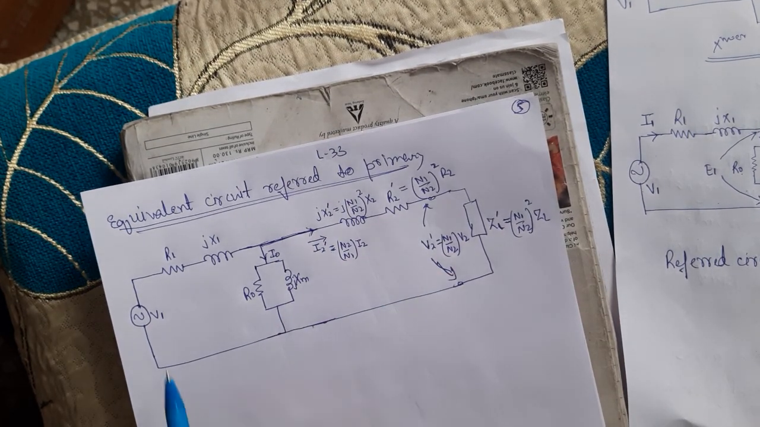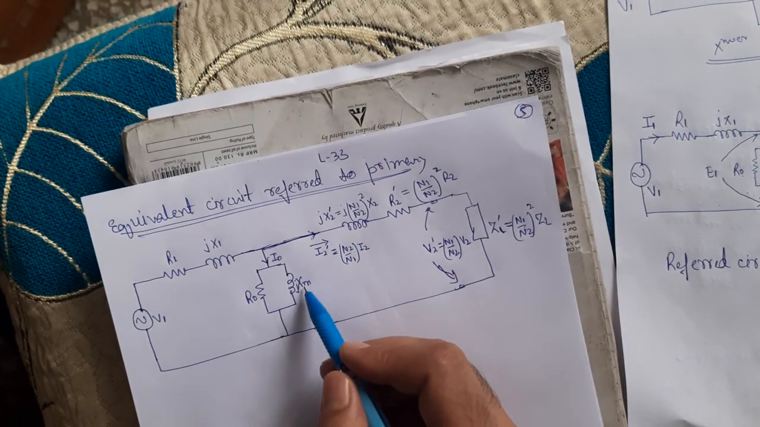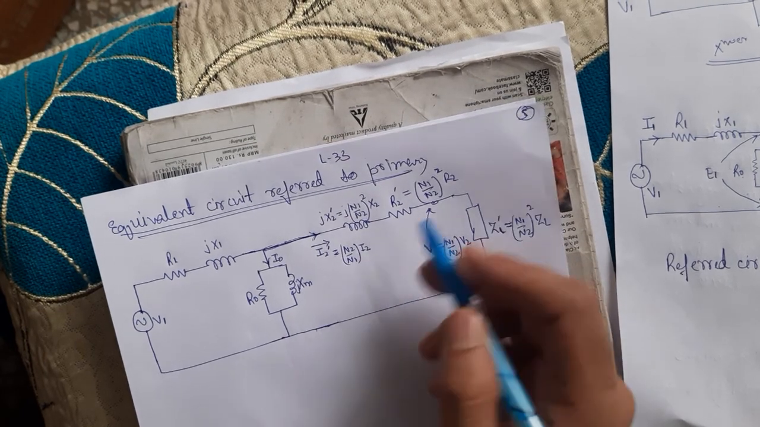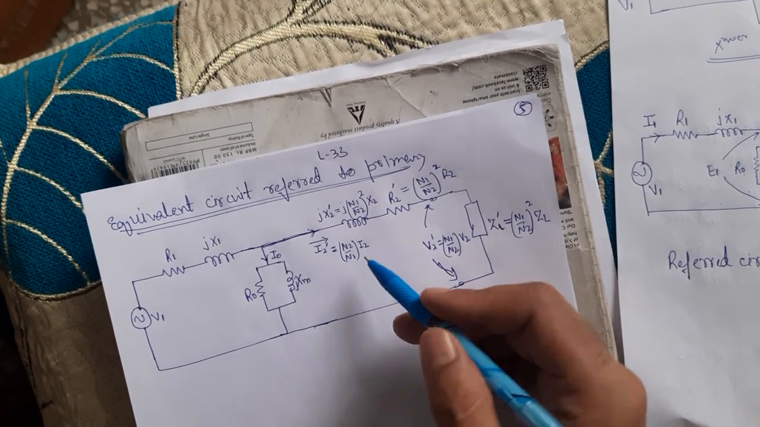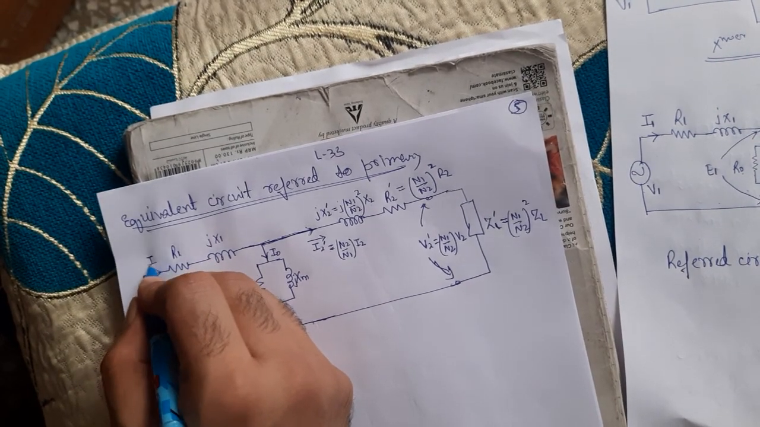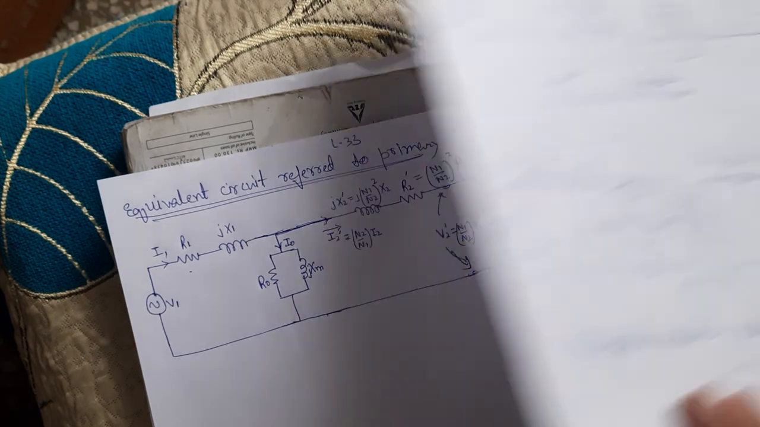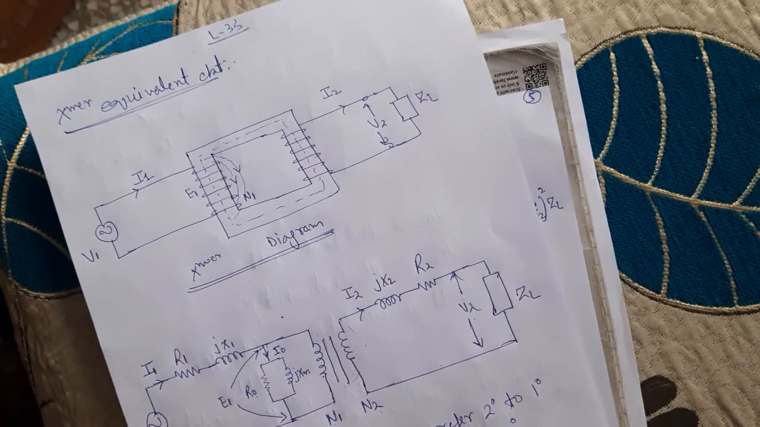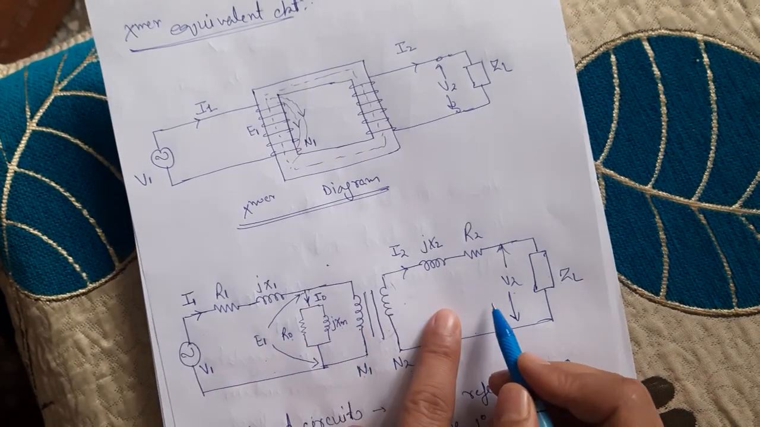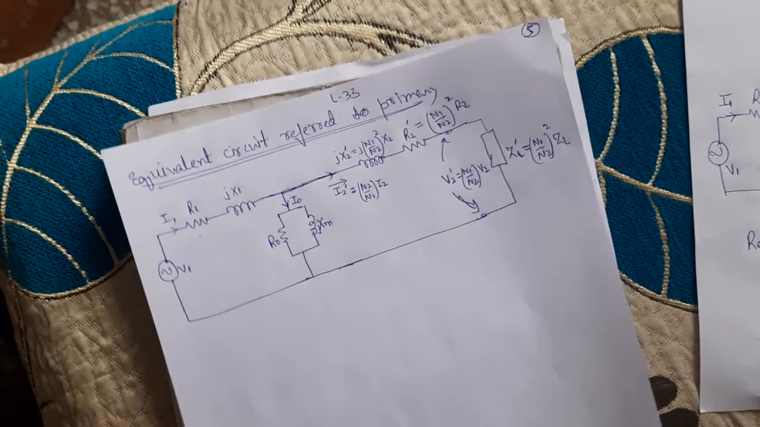So now if we are given V1, ZL, R1, X1, X0, R0, XM, X2, R2, then we can calculate V2, I2, I1, and V1 as well. Okay. So this is the equivalent circuit referred to primary. Now let's refer the primary circuit on the secondary side. Let me write it: equivalent circuit referred to secondary.